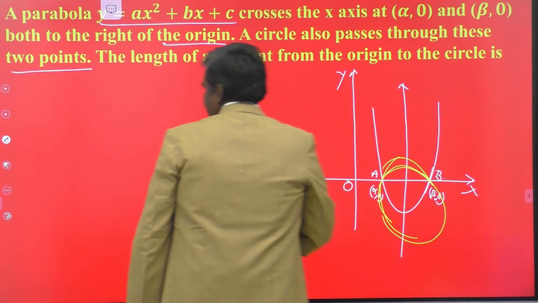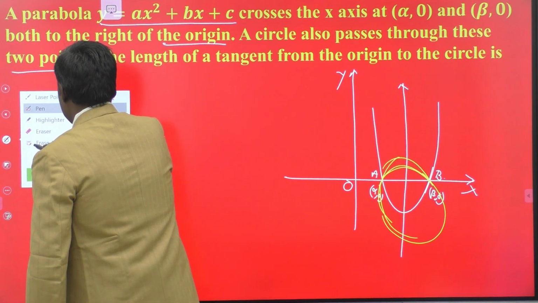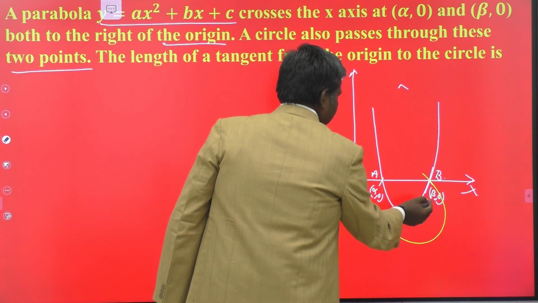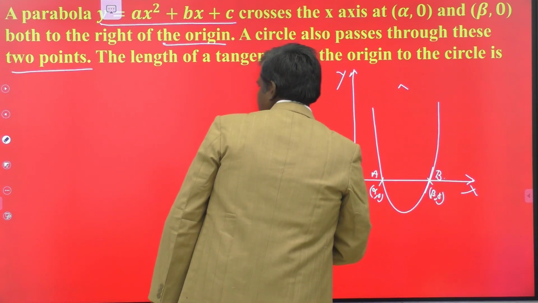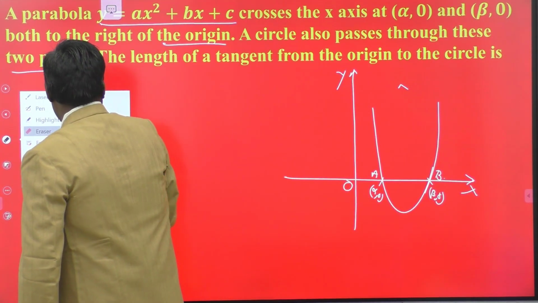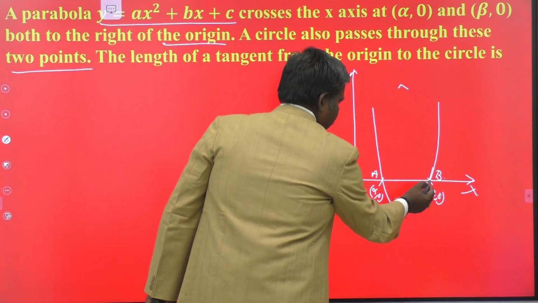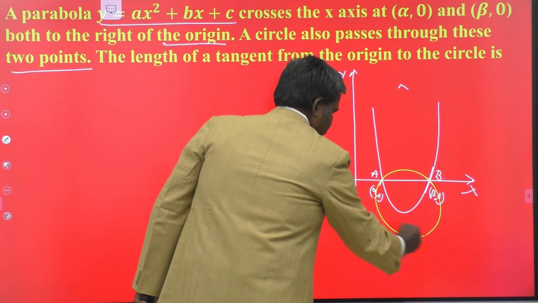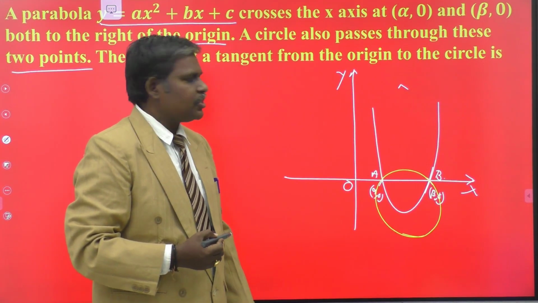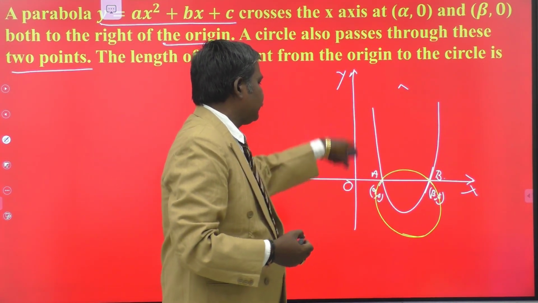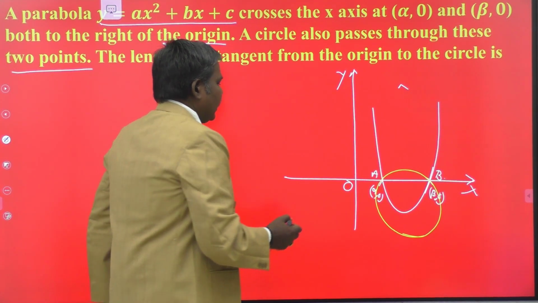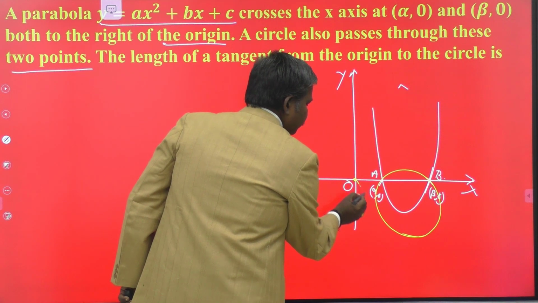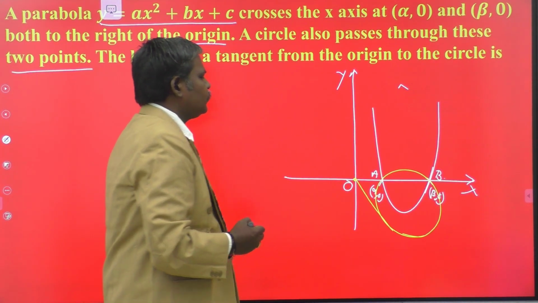This is a circle which is passing through the 2 points A and B. Now what they are asking is the length of tangent from origin to the circle. This you are going to find out.